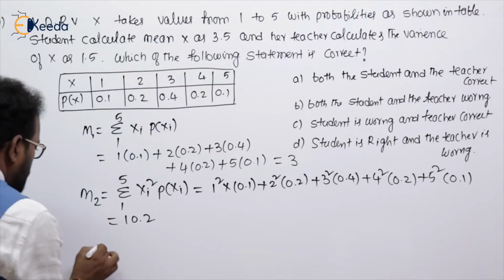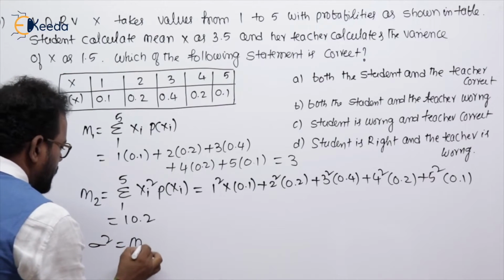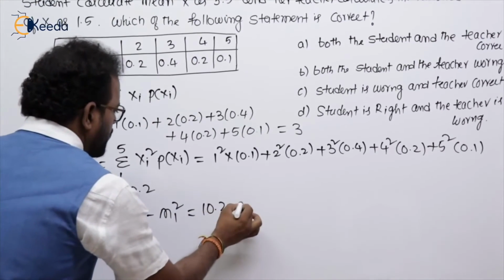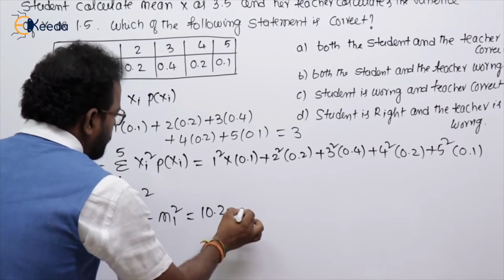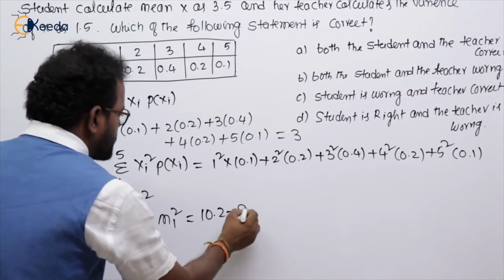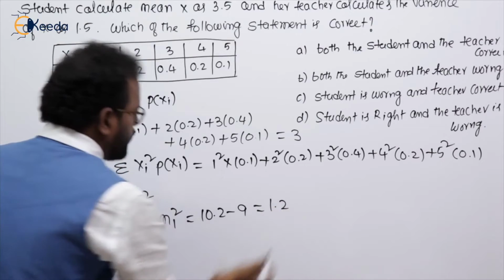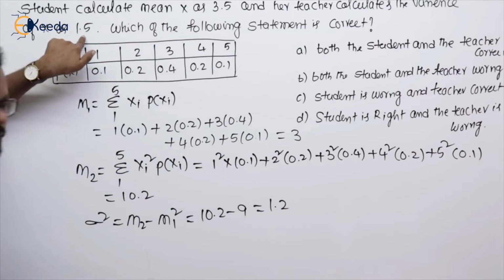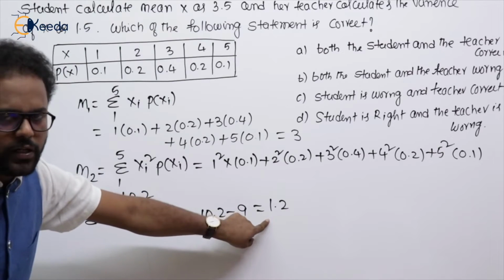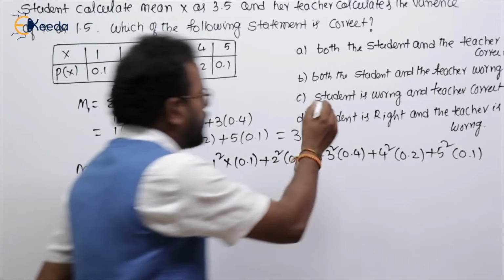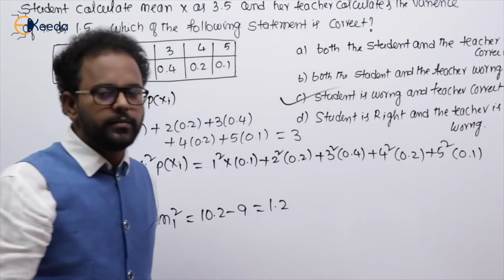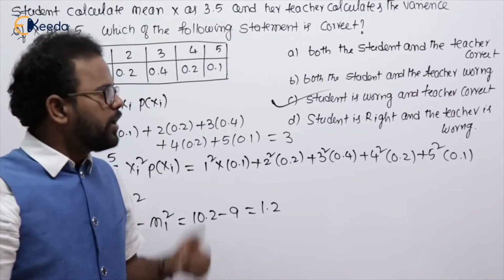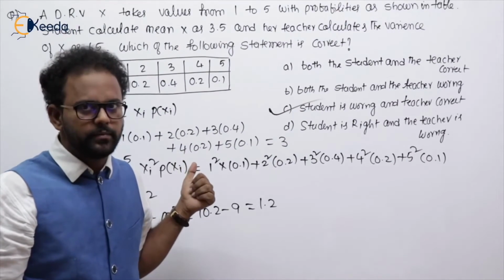Now, what is the variance? Variance is, students, M2 minus M1 square. M2 value 10.2 minus, what is the M1 value? We got 3. 3 square is 9. So we will get 1.2. But how much did the teacher calculate the variance? 1.5. But the actual value is 1.2. So the teacher is also wrong. So both student and teacher are wrong. Previously we did a number of questions on continuous random variables. Now we did one on discrete. Clear?